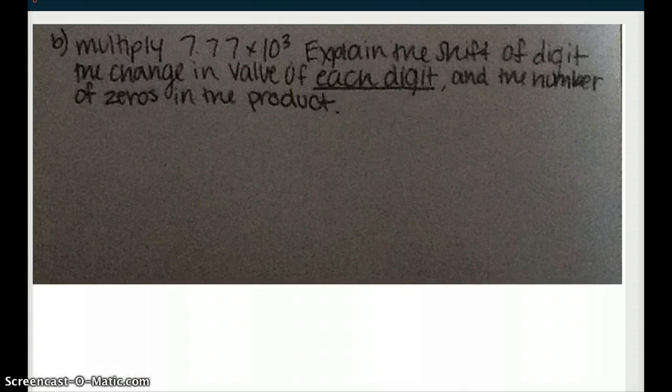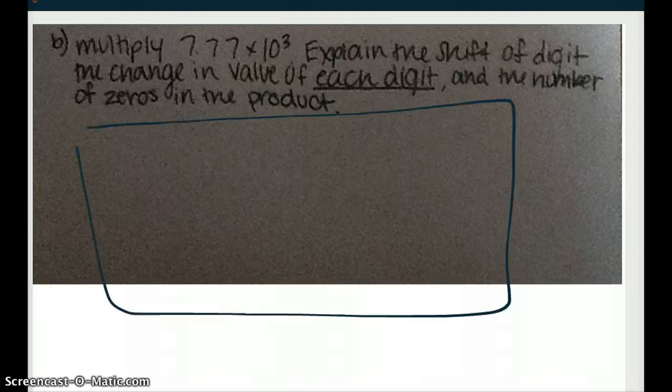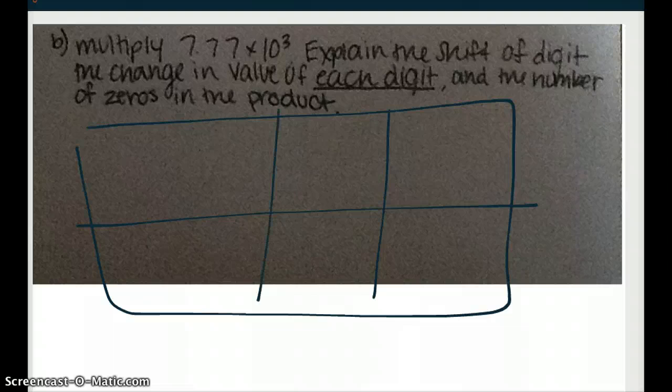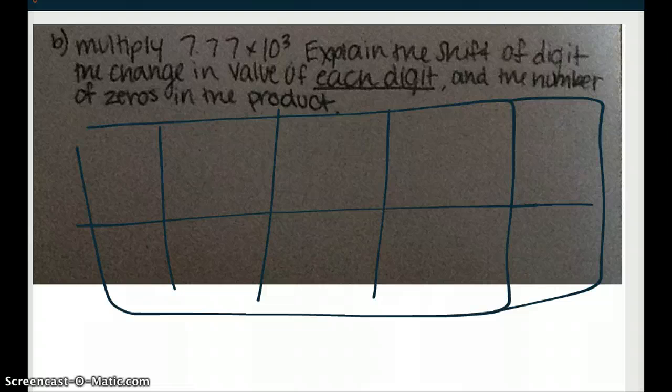We're going to take 7 hundredths and times it by 10 to the third. Explain the shift of the digit, the change of the value of each digit, and the number of zeros in the product. So what I would want you to do is, again, draw that place value chart, but this time it has 2 rows. So you have 7, 7, 7. Here's our decimal. And it goes times 10 to the third, so it's going to go 3 place values.